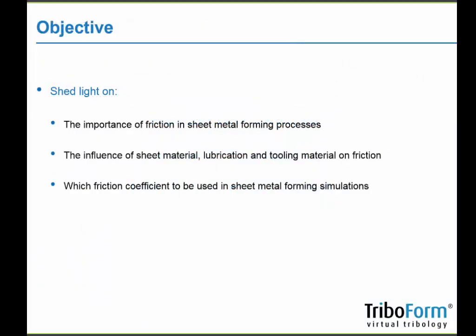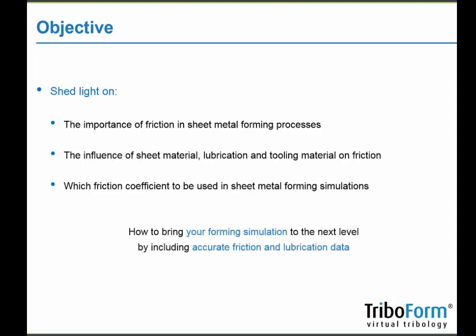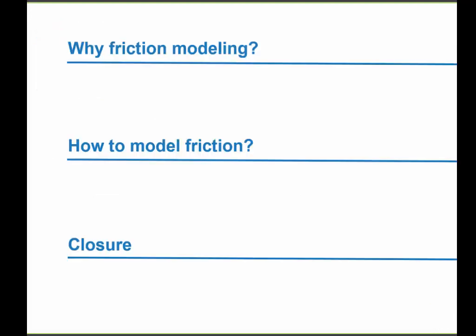The objective of this presentation is, first of all, to shed light on the importance of friction in sheet metal forming processes, to discuss the influence of sheet material, lubrication and tooling material on friction, and which friction coefficient to be used in sheet metal forming simulations. The ultimate goal of this presentation is to answer the question of how to bring your forming simulation to the next level by including accurate friction and lubrication data.